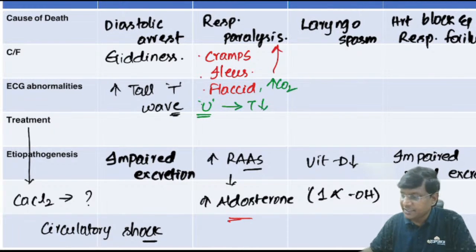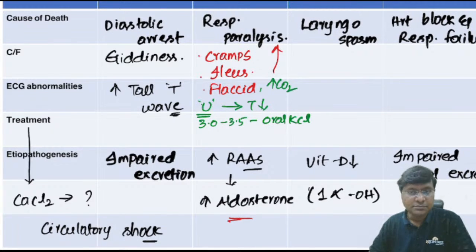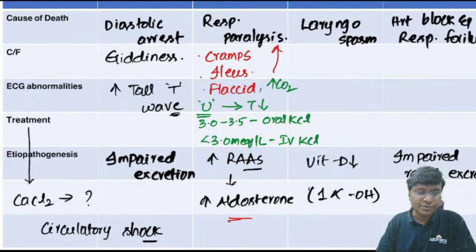Now for treatment, if the potassium levels are between 3 and 3.5, you need to give oral potassium chloride, whereas if the potassium levels are less than 3 milliequivalents per liter, then you need to give intravenous potassium chloride. So this is very, very important, how you have to treat this particular hypokalemia.